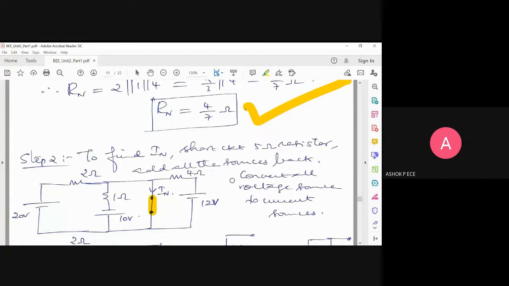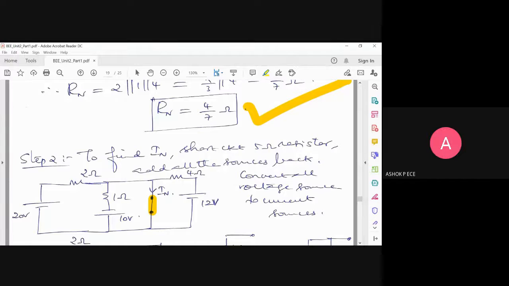How will we find IN now? KVL, 3 loops are there. I want the simplest method. KVL, yes, you can do 3 loops and 3 equations, but it will be a lengthy method, right? KCL, sir, simpler. Node analysis, KCL, sir. Okay, even simpler than that. Source transformation, yes.